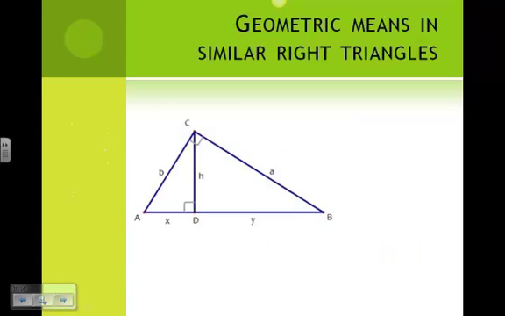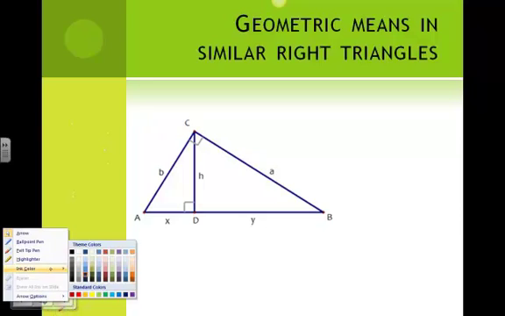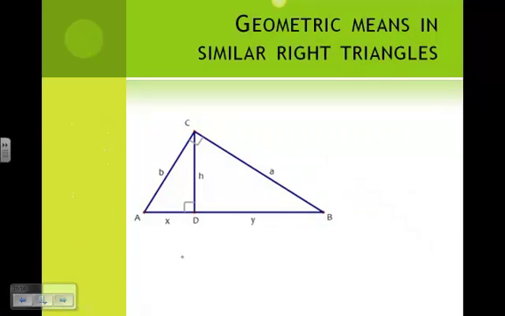Now, if we take our triangle from before and we label the sides instead of using the two-letter labeling system, if we label the sides A, B, this side here we're going to call C, and then the altitude H for height, and then X for AD and Y for DB. We actually have geometric means built into these similar triangles. B is a geometric mean, H is a geometric mean, and A is also a geometric mean. Let's start with B.